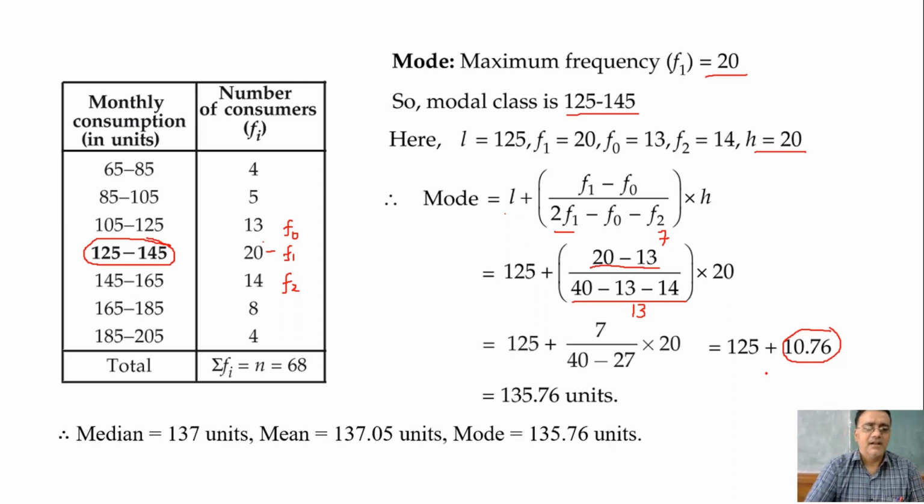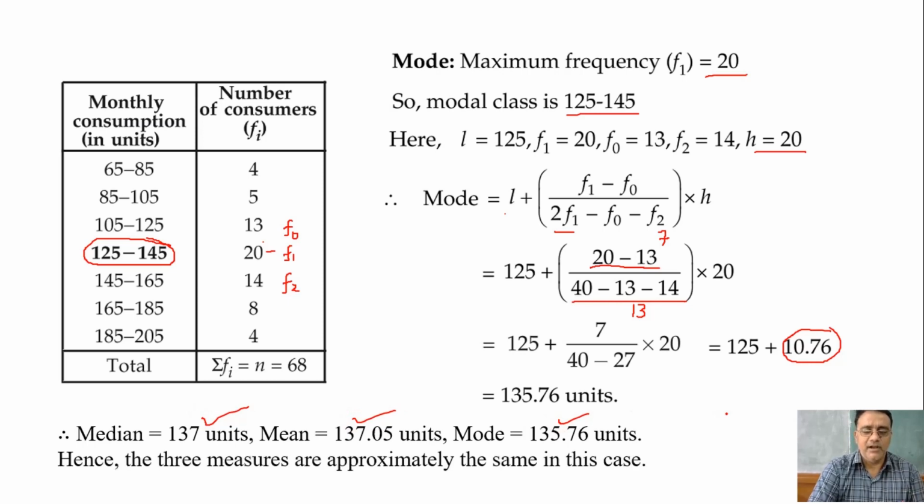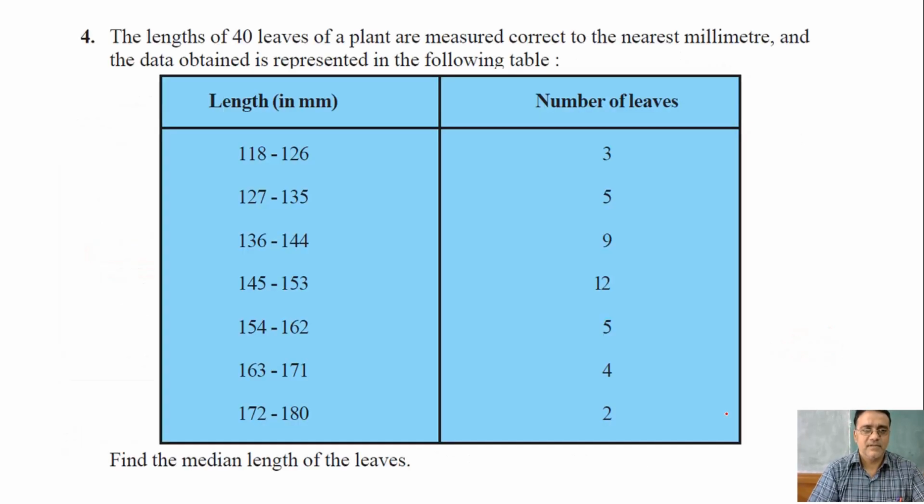Okay, so almost सारे जो वैल्यूज है वो आसपास ही मिल रहे हैं, not exactly the same. See 137.05, 135.76. So hence the three measures are approximately the same in this case. Nearly, not exactly. Okay, any doubt? No, sir. Okay, now we will move towards fourth question. Second question, third question we will take up in next session.